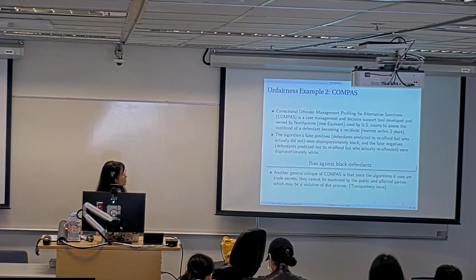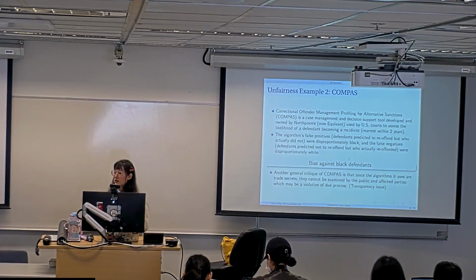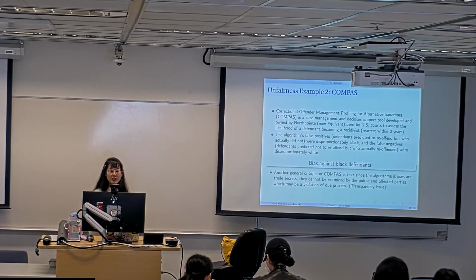Another general critique of the COMPAS system is that the algorithm it uses is a trade secret, so it cannot be examined by the public and affected parties. Basically, the public cannot audit the model, but just follows the decision of the US courts who use it. This may be a violation of due process. And this involves another ethics issue, transparency. As we can see, these ethical issues usually do not occur singly. They overlap with each other in specific real-world cases.